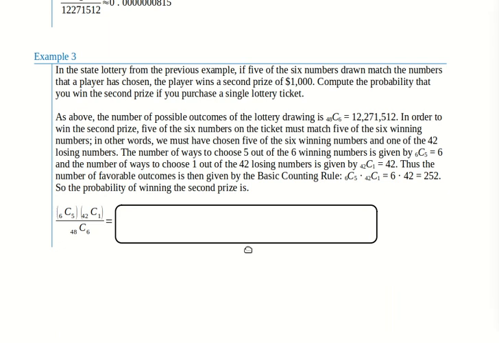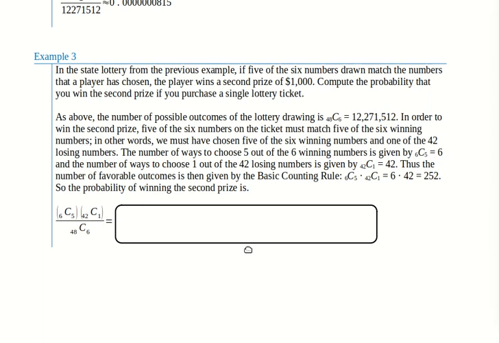So now we're going to ask a similar question. In the lottery from the previous example, if 5 of the 6 numbers drawn match the number that the player has chosen, the player wins a second prize of $1,000. So now we're asked to compute the probability that you win the second prize, again purchasing a single lottery ticket. Some things are the same. As above, the number of possible outcomes of the lottery drawing is 48 choose 6. So that's the 12,271,512 different ways of drawing 6 balls from 48.